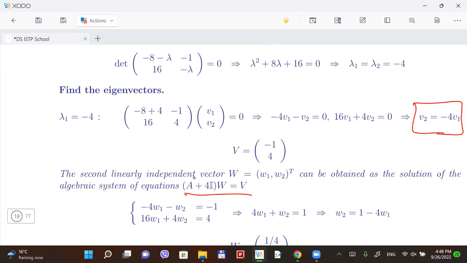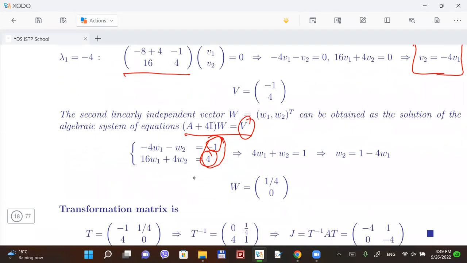So lambda is minus 4, so you just, more or less, use this matrix, multiply double 1, double 2, and on the right side is the real eigenvector. Minus 1 and minus 4. So this is the vector V. So this is again just a simple algebraic linear system of two equations. Again, the rank of the matrix is 1.